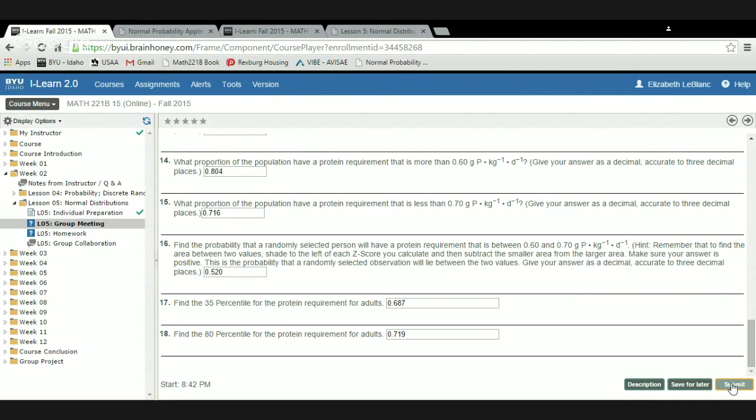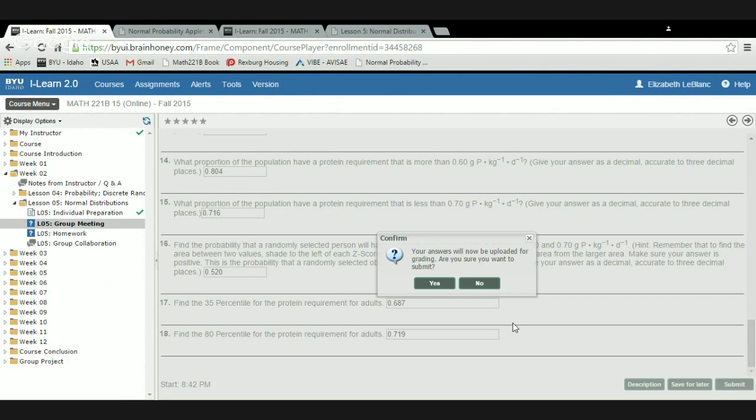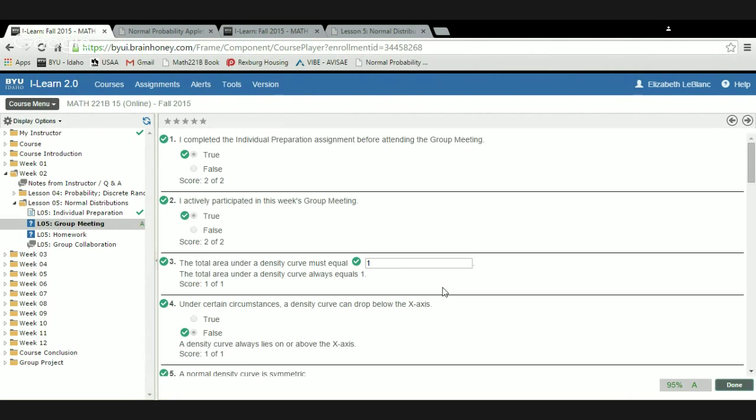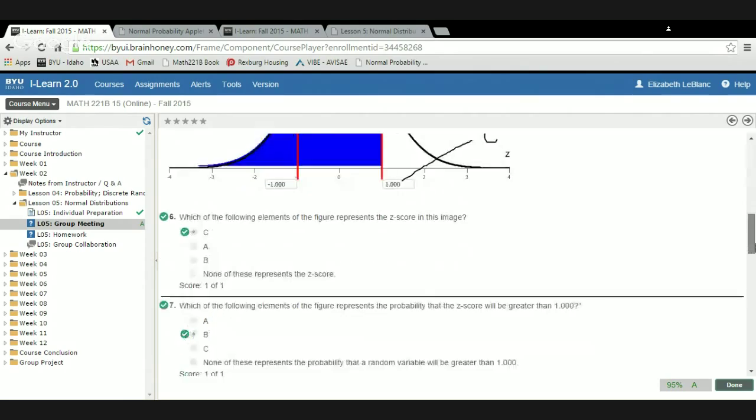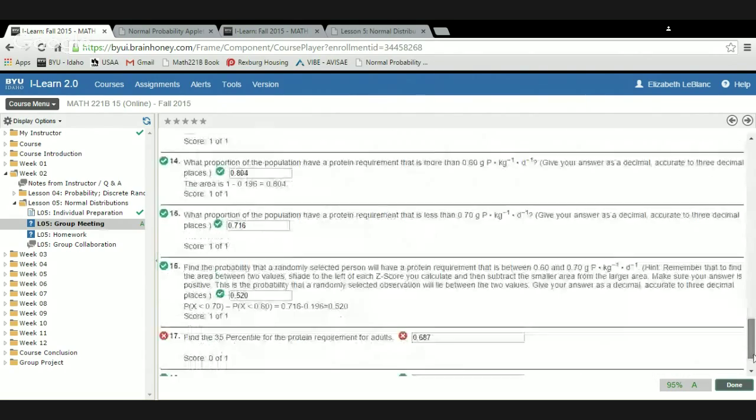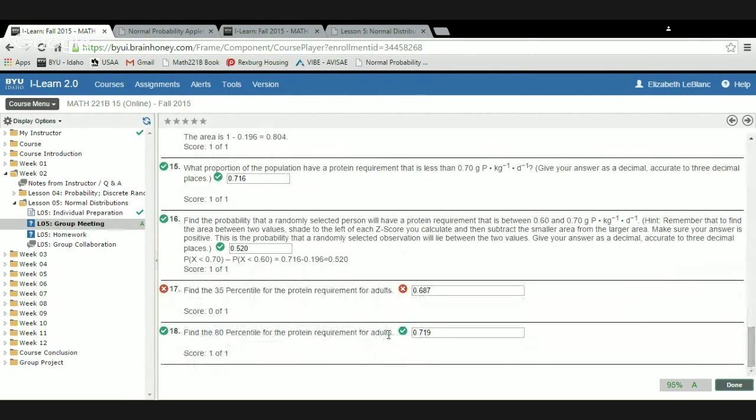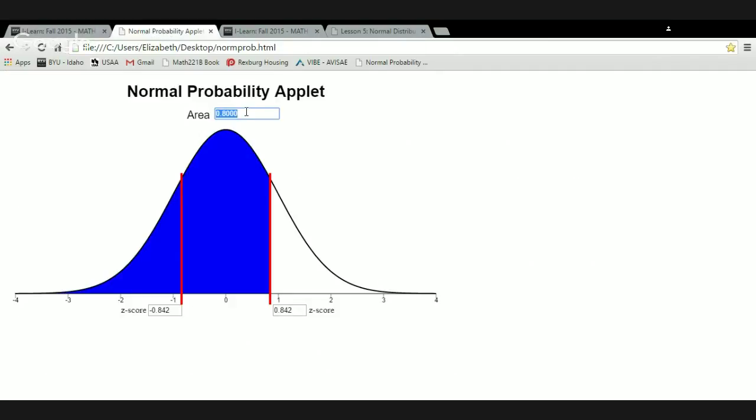Let's see how we did. I always worry. Oh, we got 95. Oh, good. I'm good with that. Let's see what it was. Oh, okay. Number 17 we got wrong. Oh. Okay, let's try that again then.